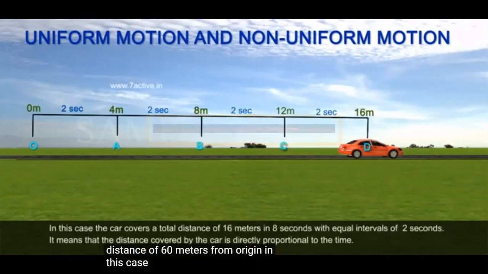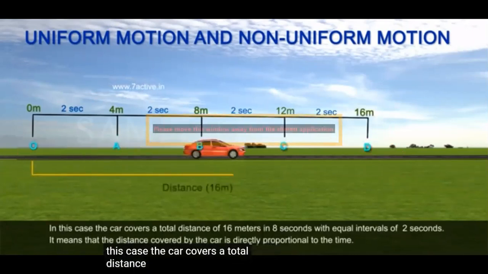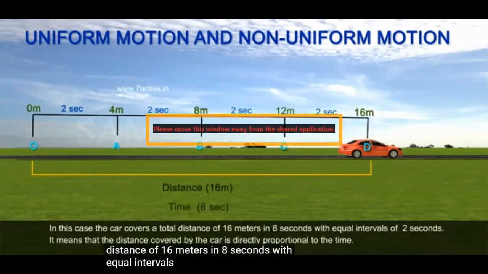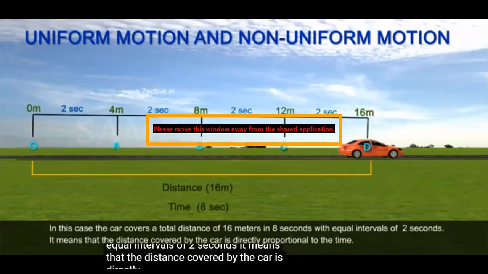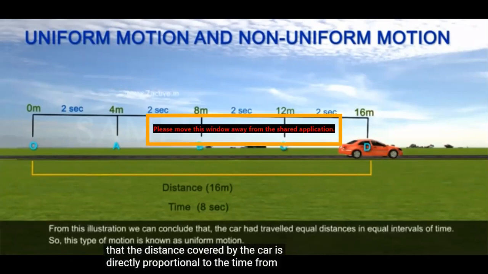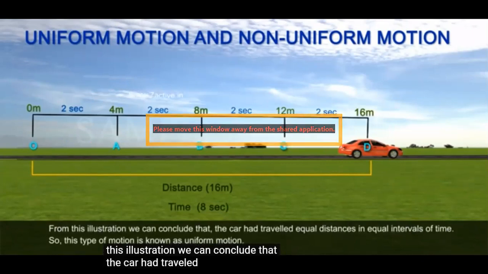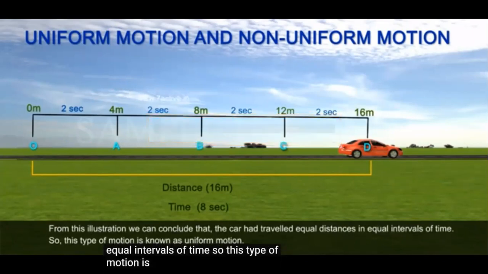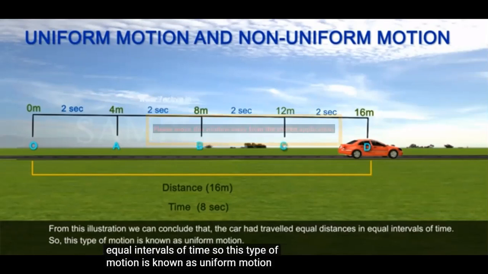In this case, the car covers a total distance of 16 meters in 8 seconds with equal intervals of 2 seconds. It means that the distance covered by the car is directly proportional to the time. From this illustration, we can conclude that the car had traveled equal distances in equal intervals of time. So, this type of motion is known as uniform motion.